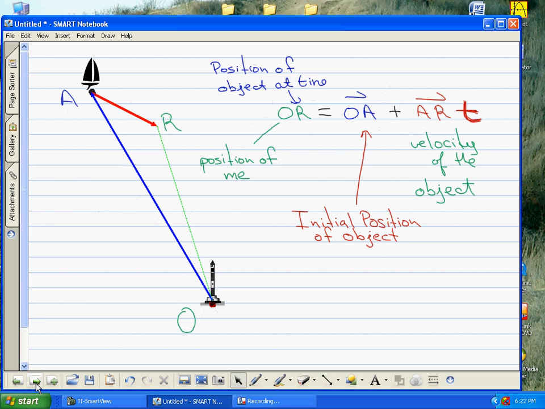Now, what does this mean? It's very simple. The position I'm looking for is OR. The initial position of the object, from me to where the object is at, is OA, plus the direction the object is traveling, AR. Now the nice thing is the direction the object is traveling is called the velocity vector. It's known as the velocity. And in the problem I gave you, I told you that the velocity was 10, negative 5. So I really don't have to compute this red vector. I just use the vector they gave me, 10, negative 5.